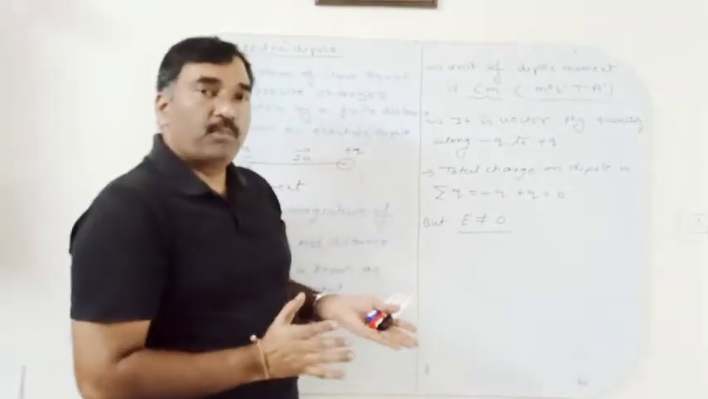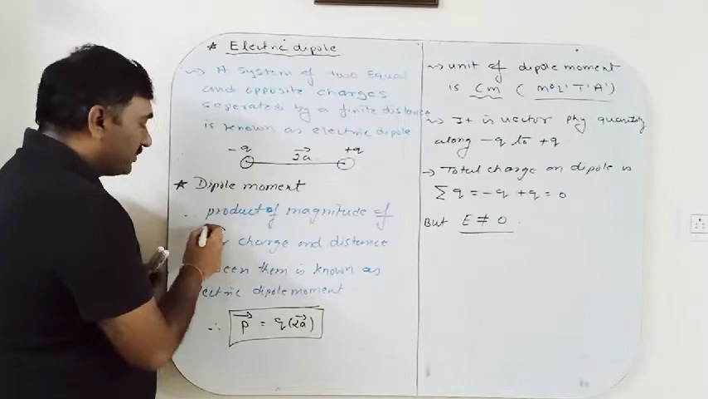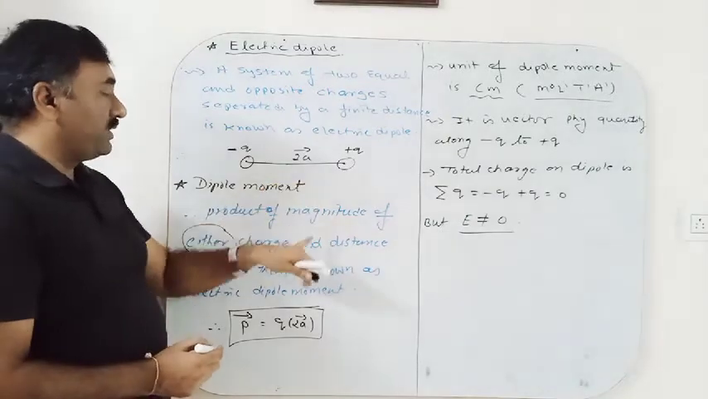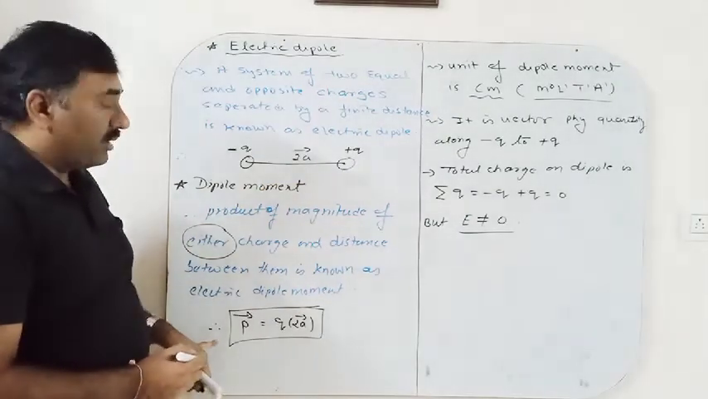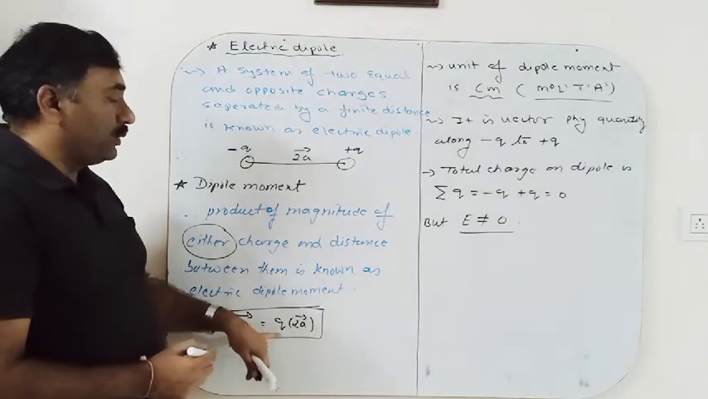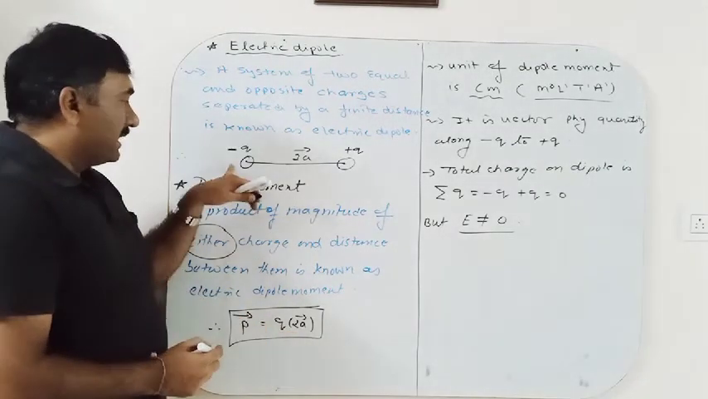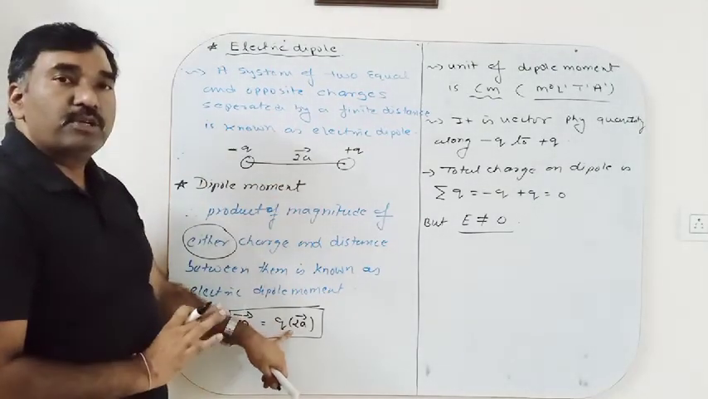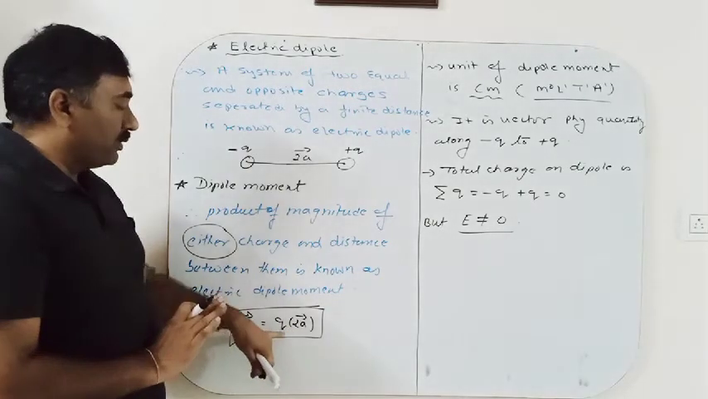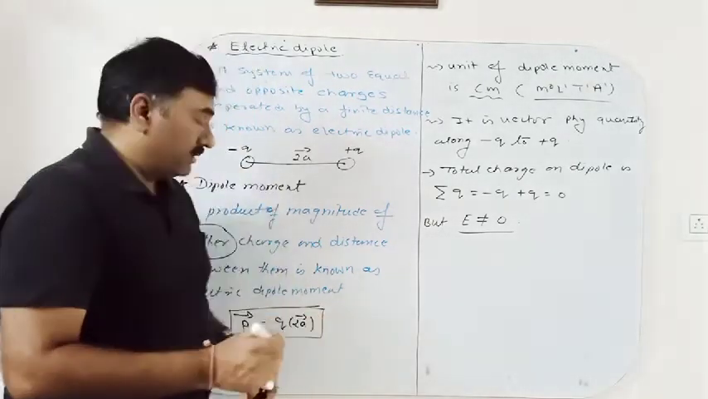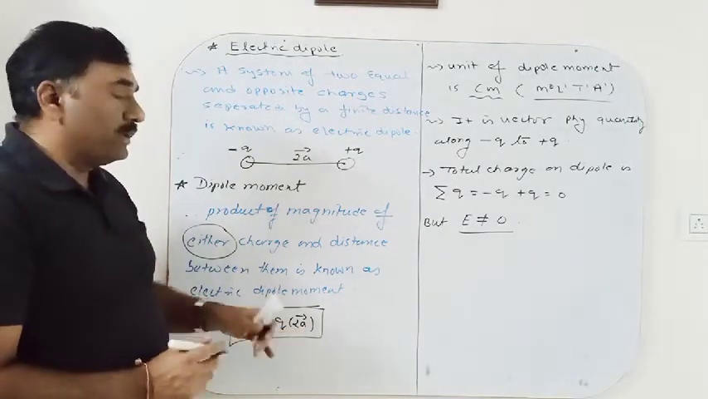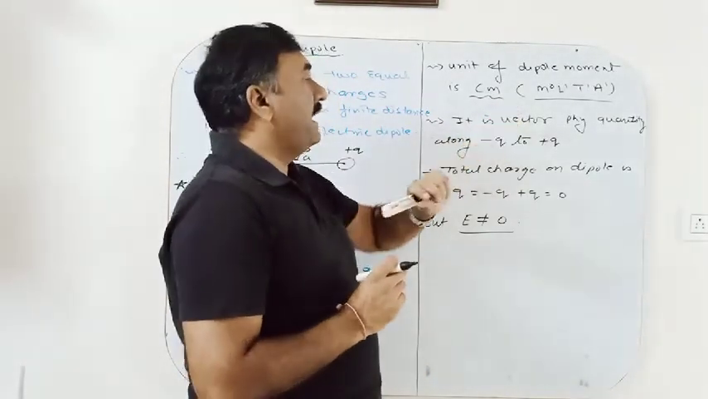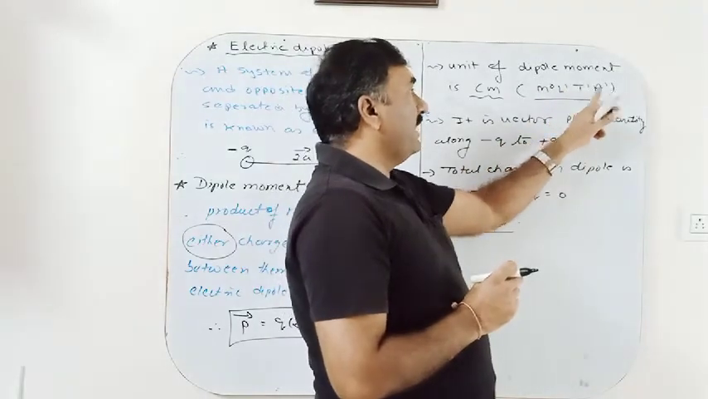And what is dipole moment? The product of magnitude of either charge, either minus q or plus q, and the distance between them is known as dipole moment. So remember the formula for the dipole moment, P is equal to q into 2a. The magnitude of the negative and the magnitude of the positive, here we only have to consider magnitude, and 2a is the distance between the two charges. So dipole moment P is equal to q into 2a. Unit of dipole moment: here q is charge, it is in coulomb, and 2a is the distance. So coulomb meter is the unit of electric dipole moment, and dimensionally M0 L1 T1 A1.